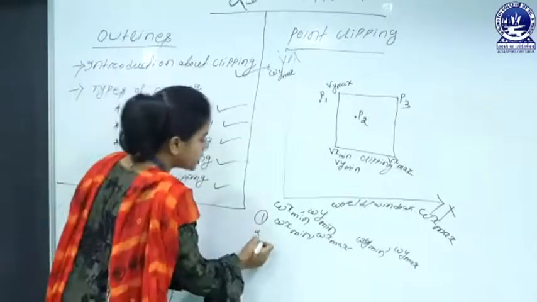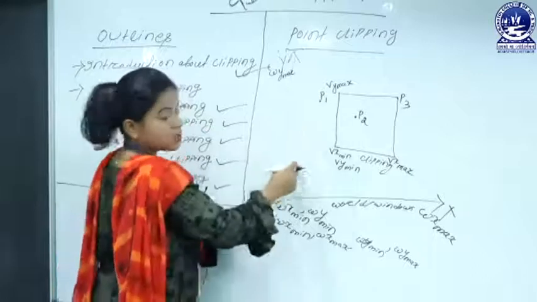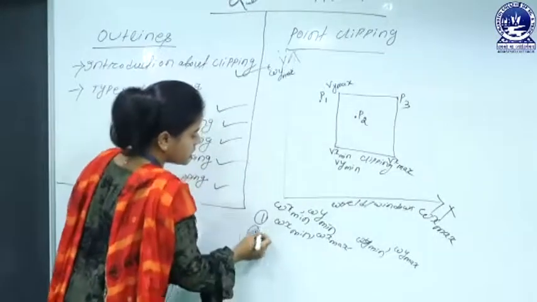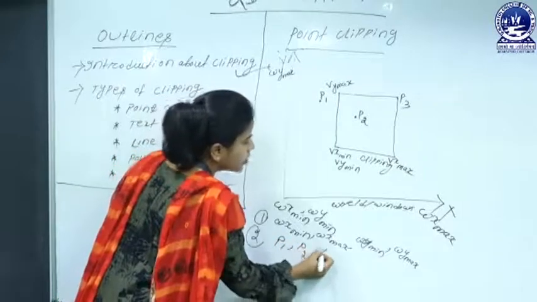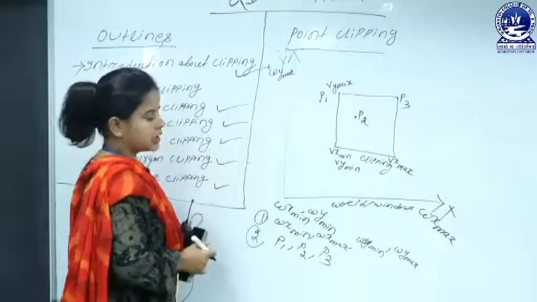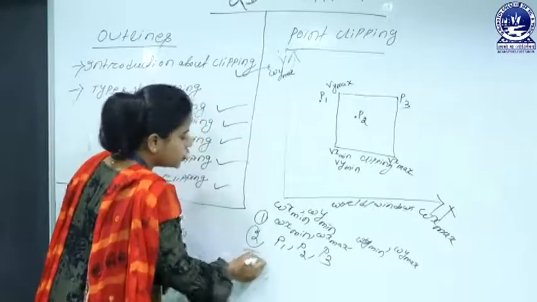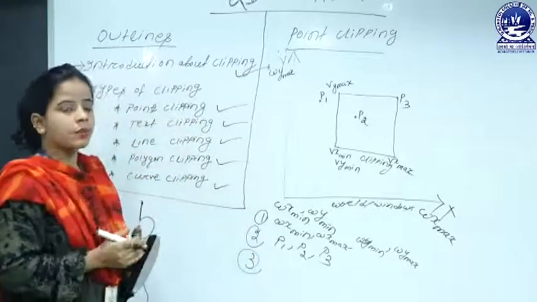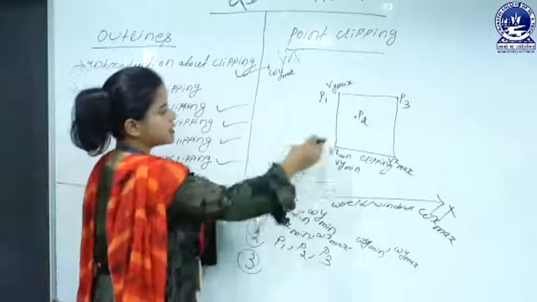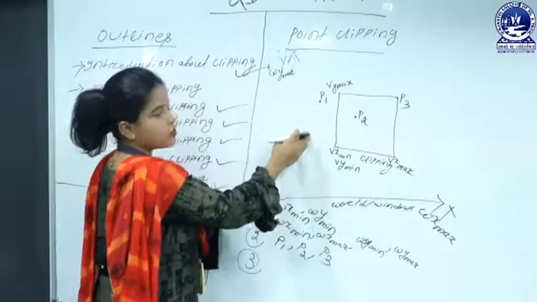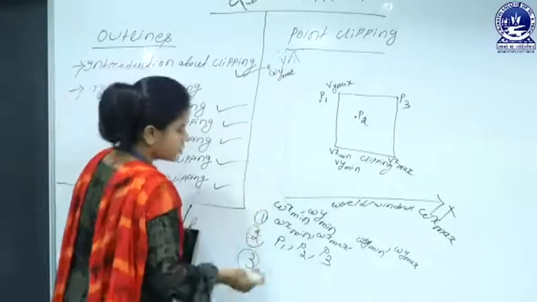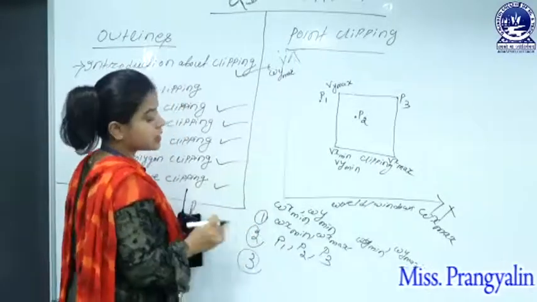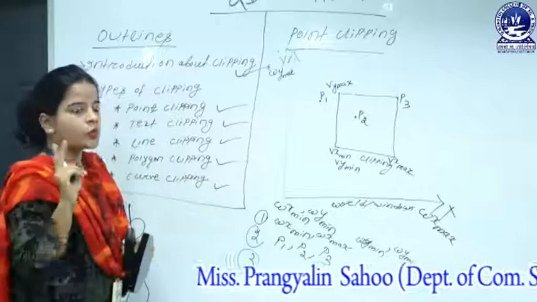Now here there are 3 pixel points: P1, P2 and after that P3. Then you have to check which pixel points are present inside the region and which pixel points are outside the region space of the clipping window. So how is that possible? That is possible by using 2 conditions.